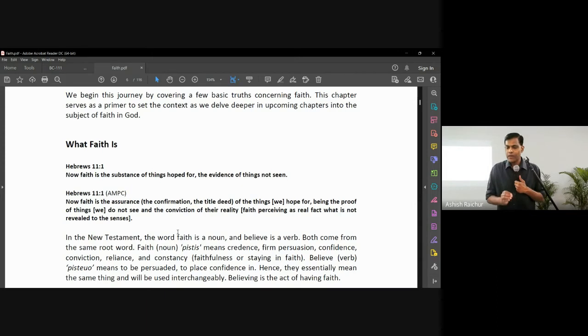Now, faith is the substance of things hoped for, the evidence of things not seen. All right. So there are things that we hope for. There are things that are not seen. It's not in the visible. It's not in the natural yet.